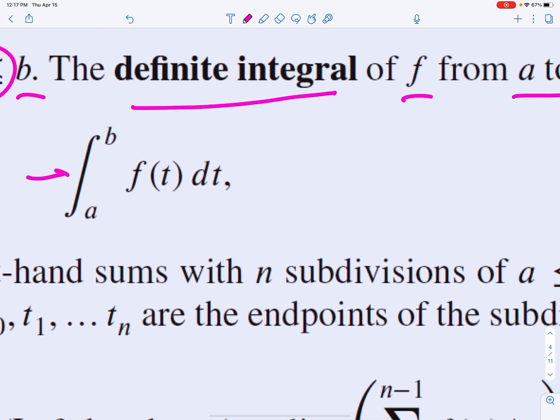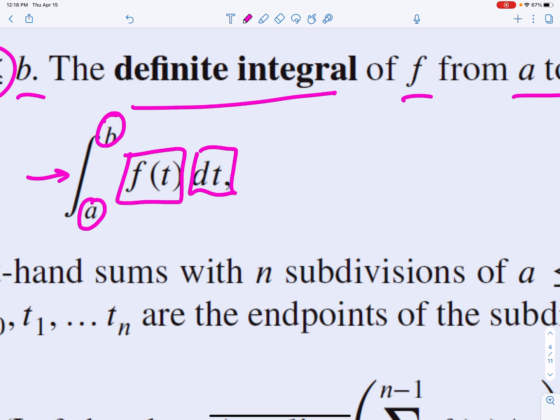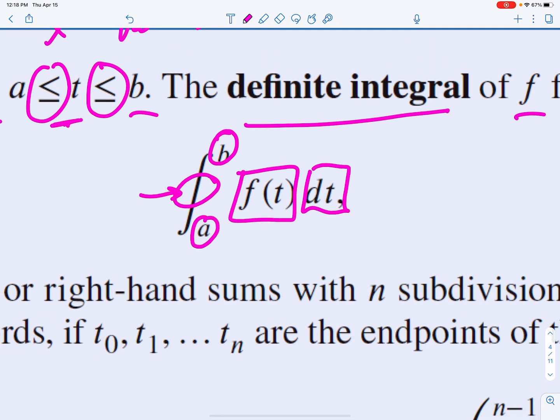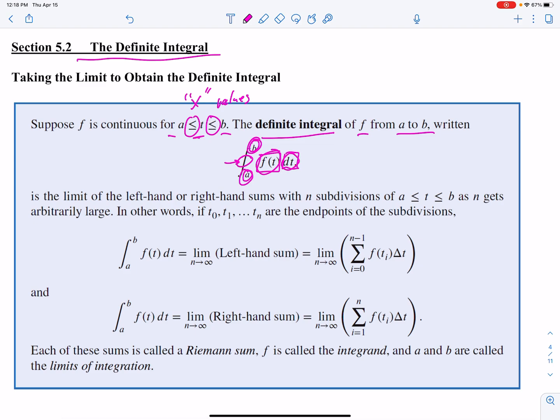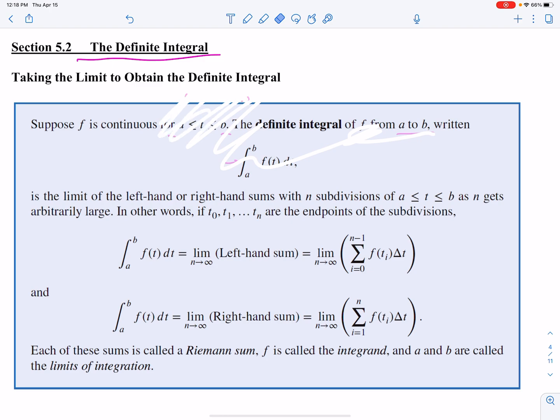It's the integral from a to b. I know it's weird, but we're going from bottom to top. So the integral from a to b of your function in terms of the variable t. That's how we say this. Let me say it again. The integral from a to b of the function in terms of t. Again, that's just the fancy mathematics behind saying find the area under the curve, and the curve is the function.